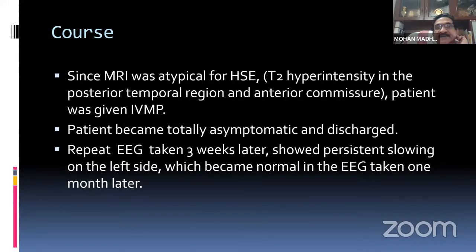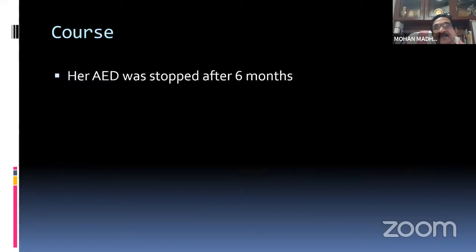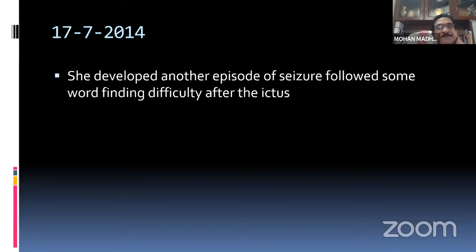Repeat EEG taken 3 weeks later showed persistent slowing on the left side, which became normal in the EEG taken 1 month later. Then 1 month later, that slowing disappeared. So the anticonvulsants were stopped after 6 months, and she remained asymptomatic for 2 years.